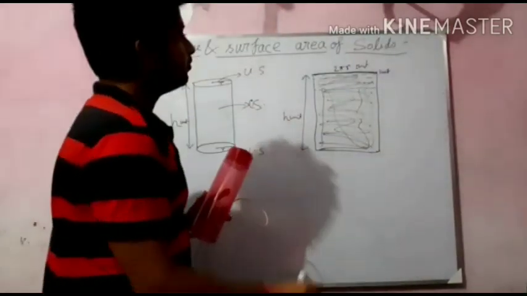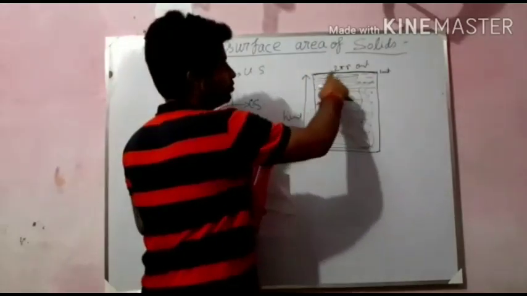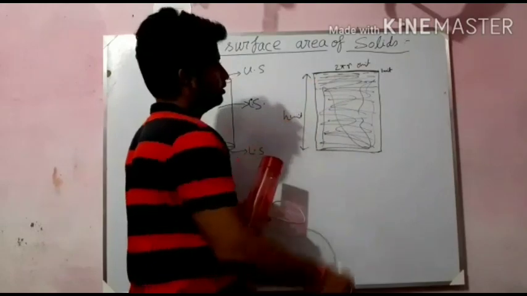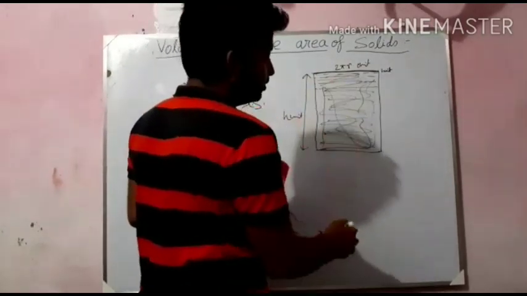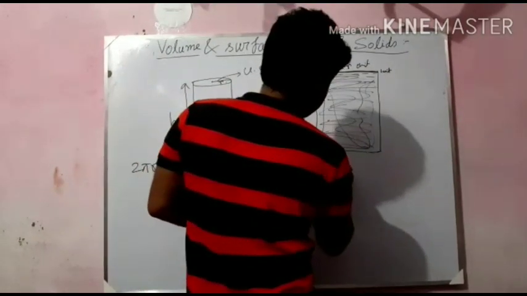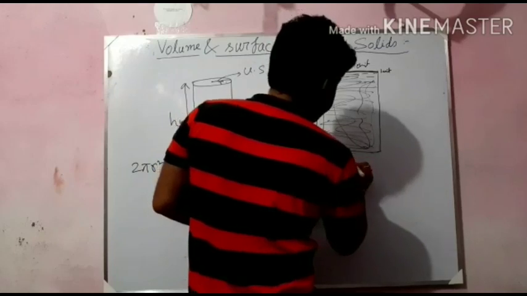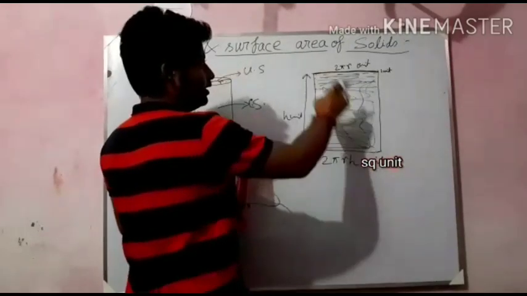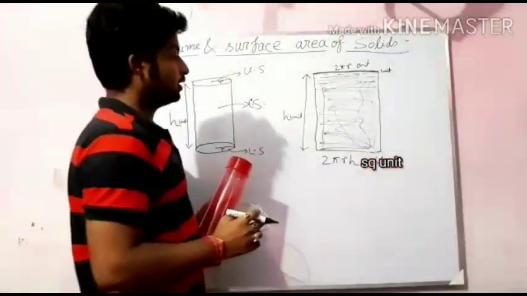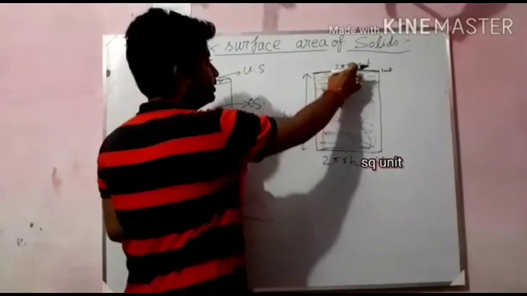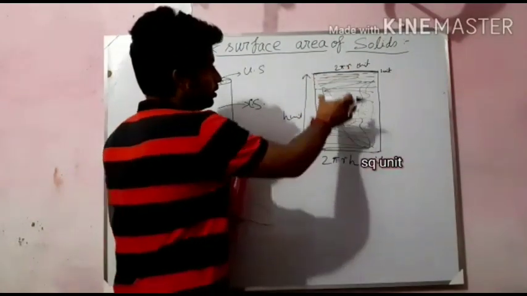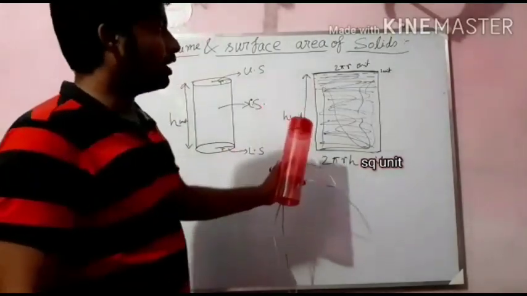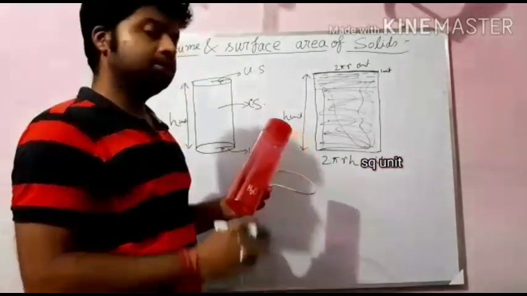So the length of this area is 2 pi r unit and the breadth is H unit. So the area of this figure is 2 pi r H unit, since it is in a rectangular shape, right? The area of a rectangle is length into breadth. Length is 2 pi r, breadth is H unit. So this area is 2 pi r H unit. That is the curved surface area of the cylinder.